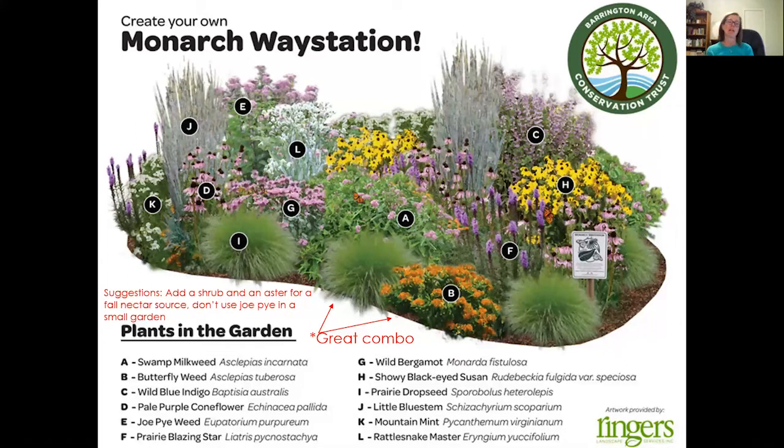All right, so let's talk about this garden. This is a very classic kidney shaped small garden. It was designed by Ringer's Landscaping back when they still did that kind of stuff, for one of our neighboring land trusts, Barrington Area Conservation Trust. There's some really good things that I like about this garden design. I pointed it out in the front where I wrote in red, great combo: that fountainy grass next to that bright orange flower.